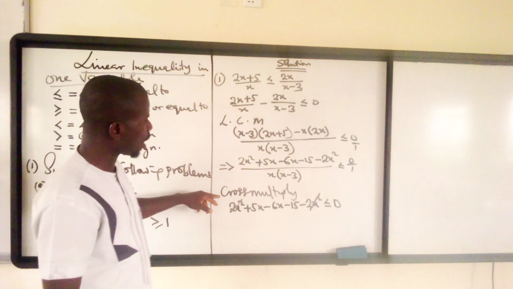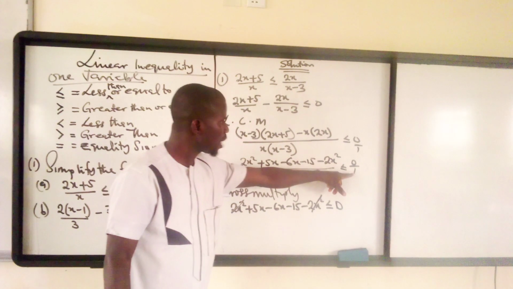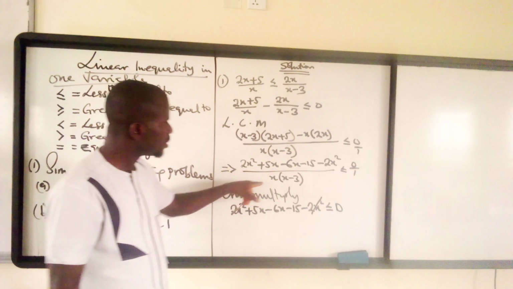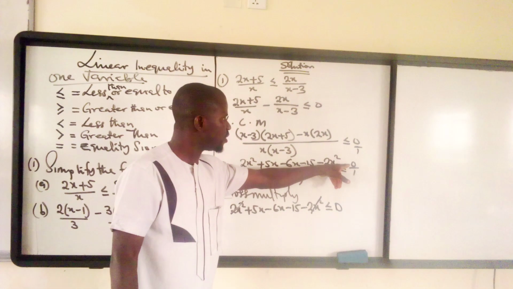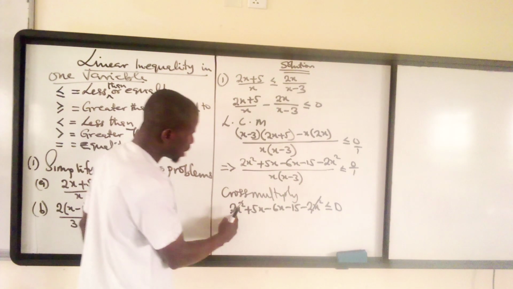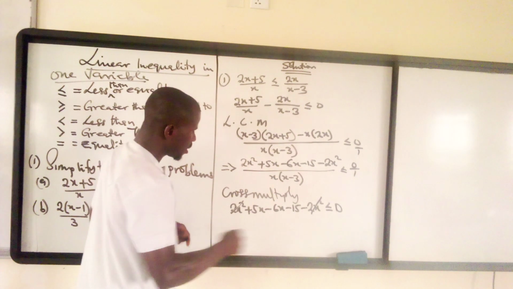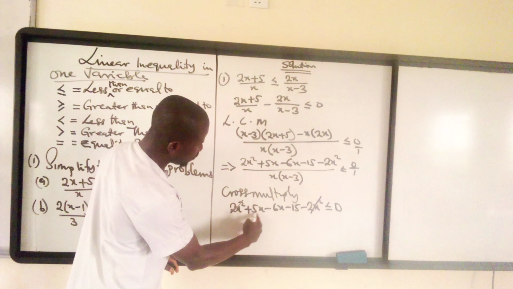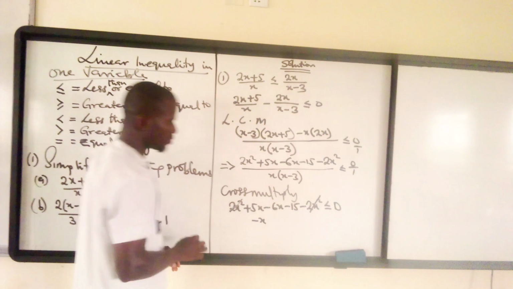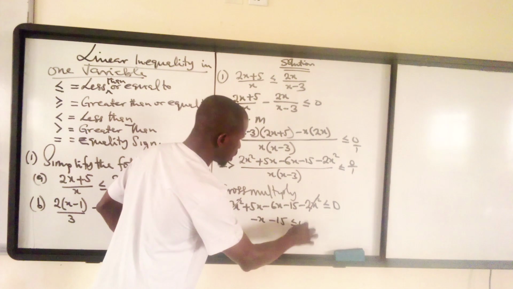Now when we cross multiply, this whole thing multiplying 1 will give us this part of the board. Then this multiplied by 0 will give us 0. Hence, 2x squared and minus 2x squared will cancel out. Then at this point we have 5x minus 6x. 5x minus 6x is minus x. Then minus 15 is less than or equal to 0.